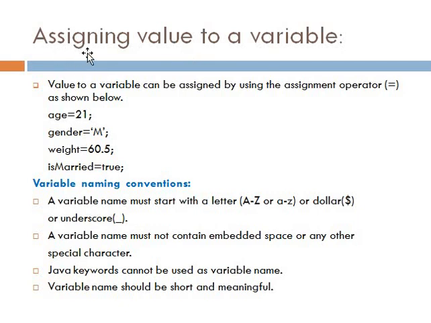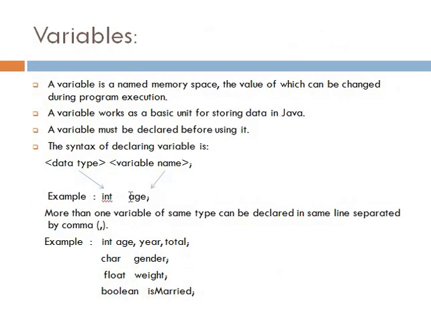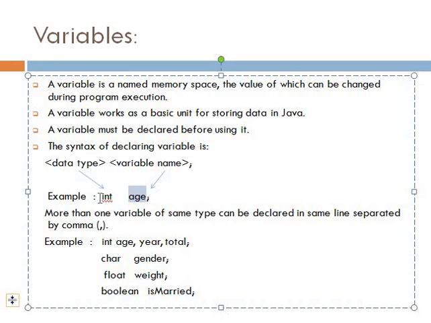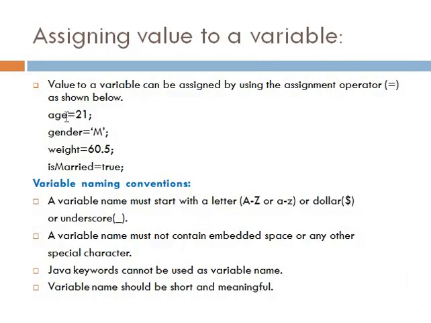Now let's come to the next topic, that is assigning value to a variable. The value to a variable can be assigned by using the assignment operator. We call this equality symbol the assignment operator, and we assign values like this: a is equal to 21. Now see, as I have declared the data type of this variable age as int, it can accept only integer values such as numbers. That's why I assigned the value 21 here to this variable called age as an example.